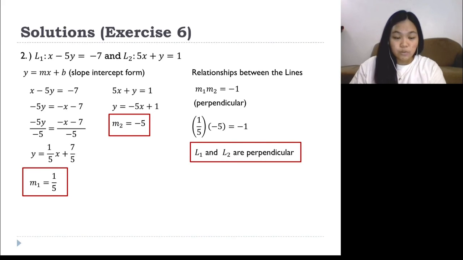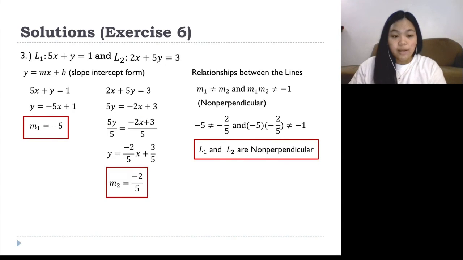Same goes with our second equation. Transpose 5x, giving us y equals negative 5x plus 1. Since it is already in slope-intercept form, the second slope is negative 5. To know the relationship between these lines, two lines are said to be perpendicular if the product of their slopes is equal to negative 1. So 1 over 5 times negative 5 is equal to negative 1. Therefore, these two lines are perpendicular.